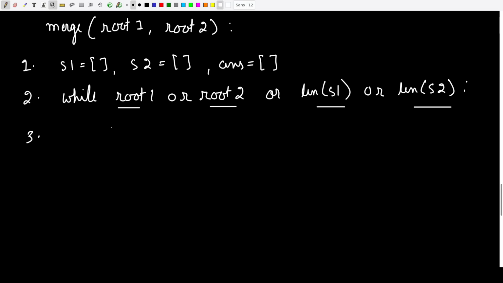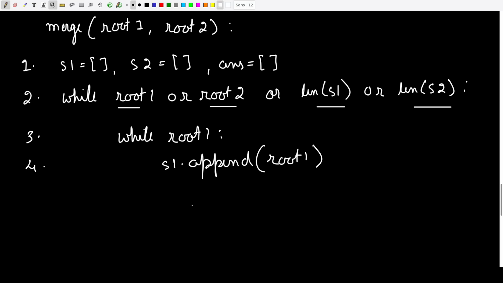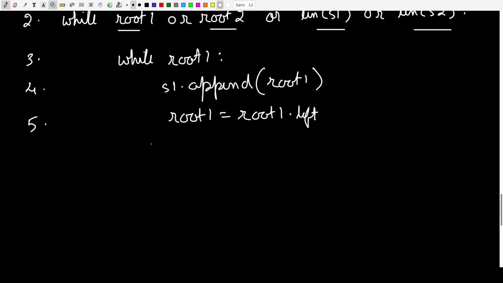Now after doing this, we have to push the root onto the stack. So for that, while root1: s1.append(root1), and let's update root1. So root1 equals root1.left. In this way, we have pushed root1 onto the stack.